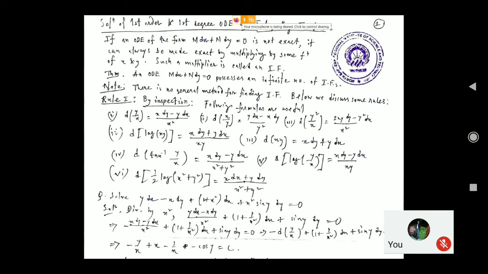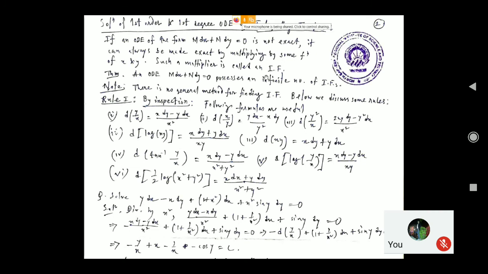So when you see that a given differential equation is not exact, you need not worry. By multiplying that given equation by a suitable function or a multiplier, we can convert it into an exact differential equation and then we can solve it like earlier.